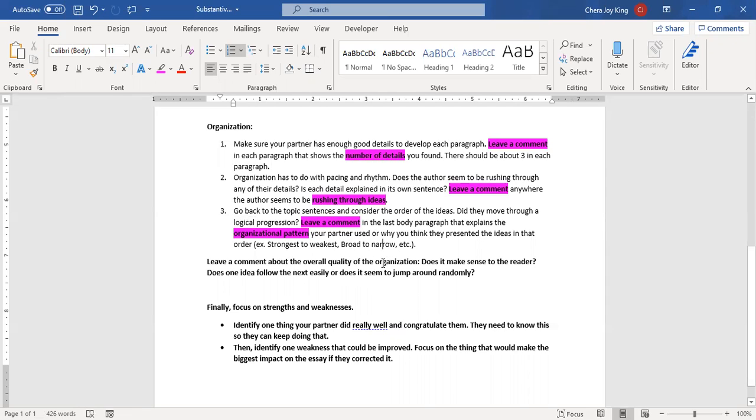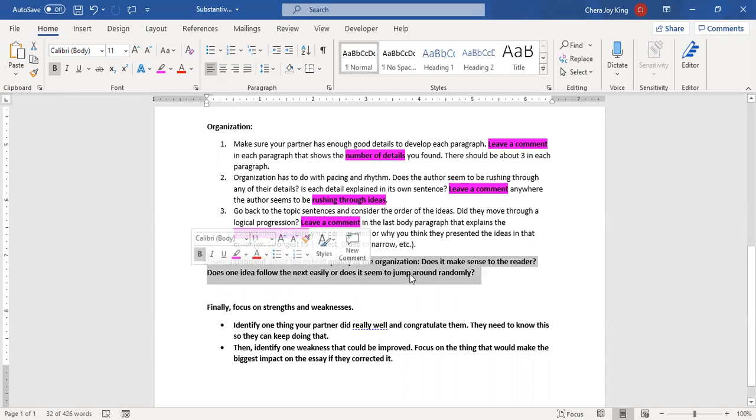And identifying this for your partner might help them figure out what their style was, because they might not have even done it purposefully. And then they can go back and add transitions when we get to the next review that signify my next most important idea, my final important idea. Okay, so you're going to make sure they have enough details. You're going to look for the number of details. You're going to identify any place where they're going too fast. And then you're just going to explain why you think they put their topics in that order. Like, why did they go from compare and contrast to cause and effect to fear and sadness, like, how did they move through it?